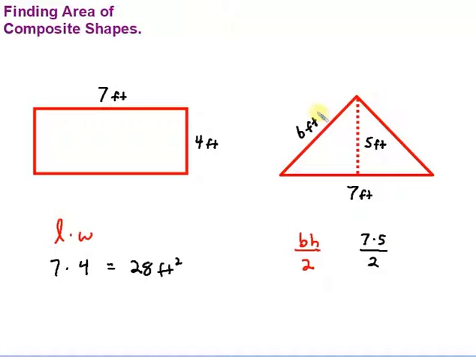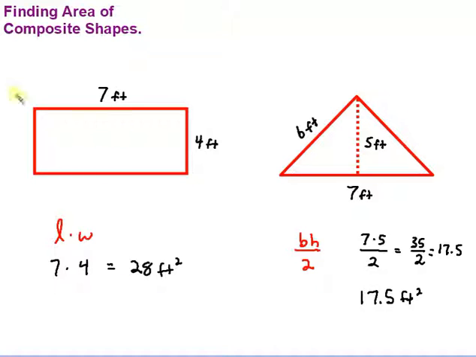It's very important to notice that this little slant height here is not important to us in what we're finding, which is the area. So don't be confused by that on K-Prep questions or anything like that. Slant height is not the height we're looking for when we find the area of a triangle. So 7 times 5 is 35. We divide that by 2 and we get 17.5 feet squared.